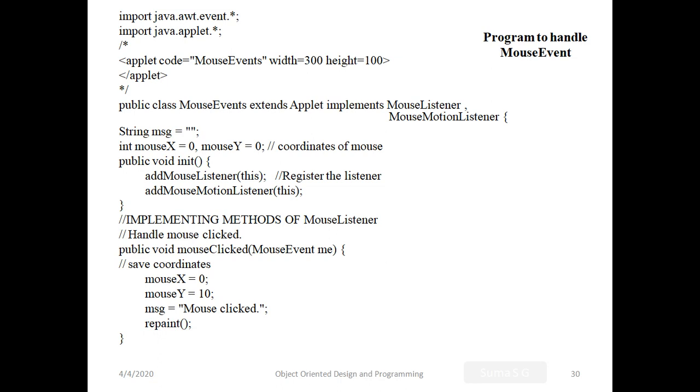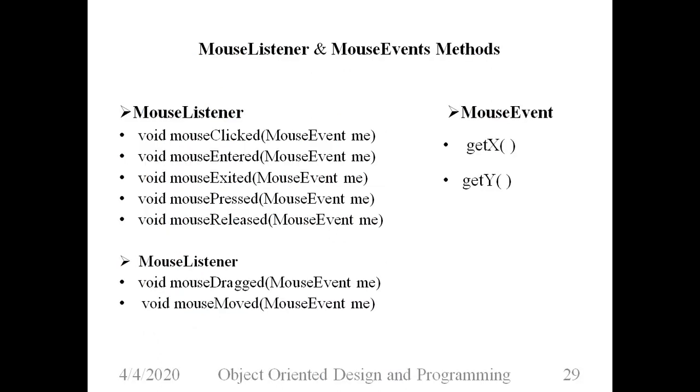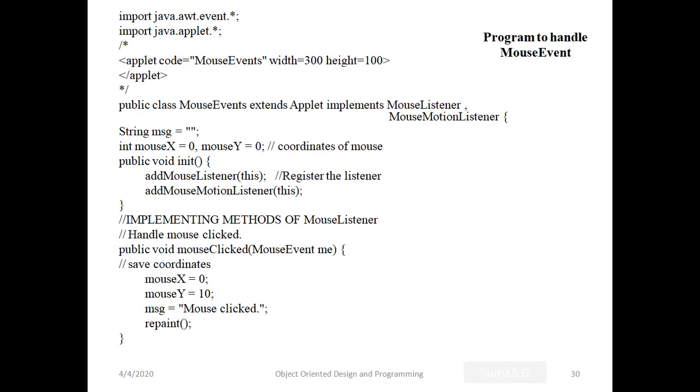Now, since you have registered 2 listeners, you have to give the implementation for the methods in both the listeners. So altogether, there are 5 plus 2, 7 methods for which you have to give the implementation. If you can list out these 7 methods, it's easy to write the program. Otherwise, the program seems to be lengthy.